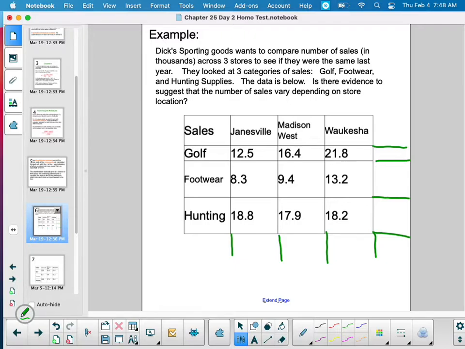So golf, I'm going to have to take 12.5 plus 16.4. Whoa, let's try that again. 12.5 plus 16.4 plus 21.8. That's 50.7. For footwear, it is 17.7, 17.9, 30.9.